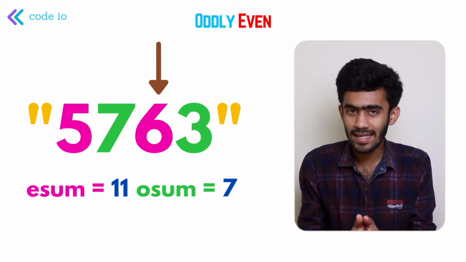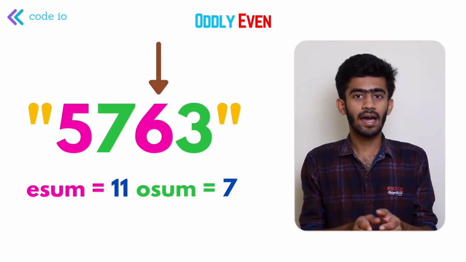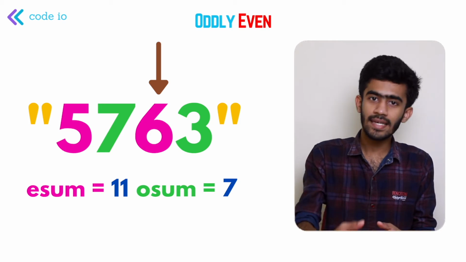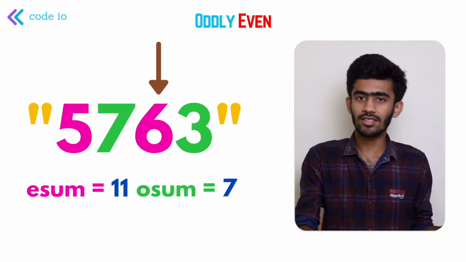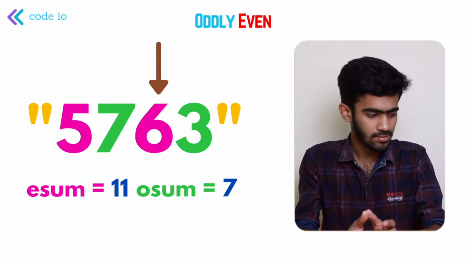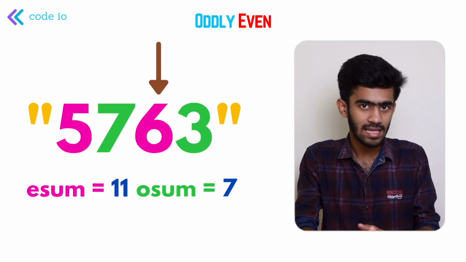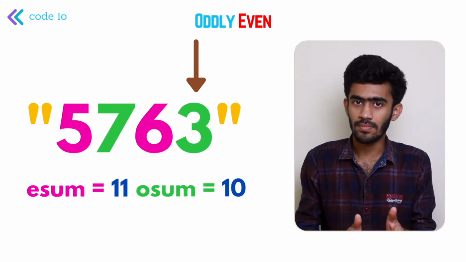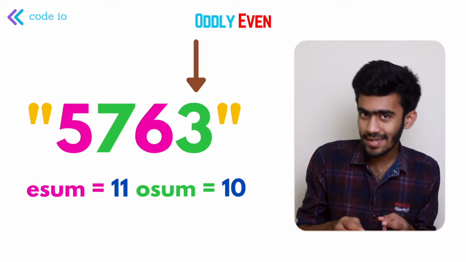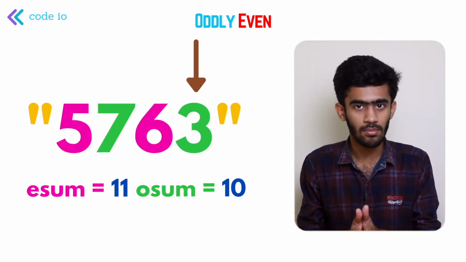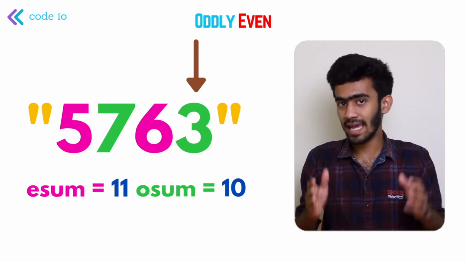Now let's move on to the next element. Now we are at 6, and the 6 is stored at index 2, and 2 is an even number, hence it is added to even sum. Earlier it was 5 and now we have added 6 to it, that makes it 11, and hence we have the e sum value as 11 and the odd sum value as 7. We move to the next number, that is 3. 3 is stored at index 3, and hence it is added to the odd sum as it is an odd number. Now we are at the end of the string.